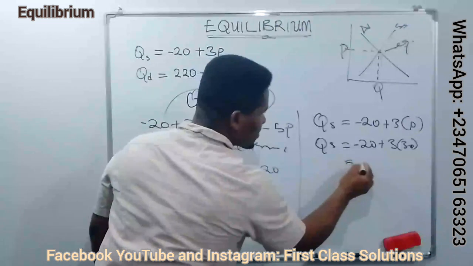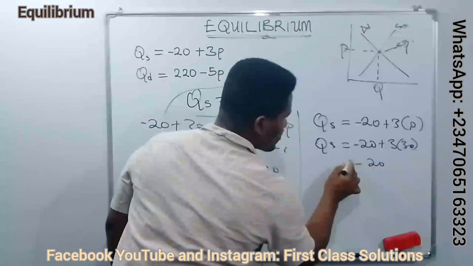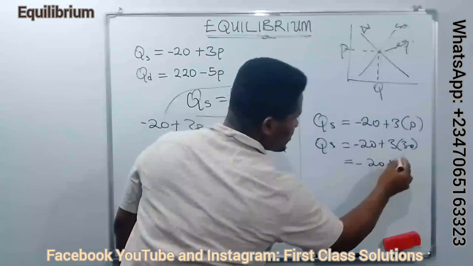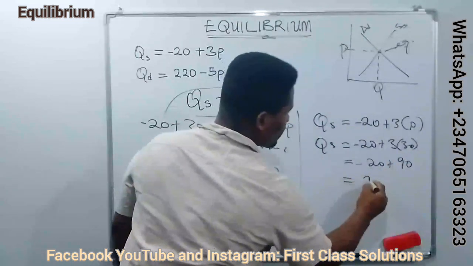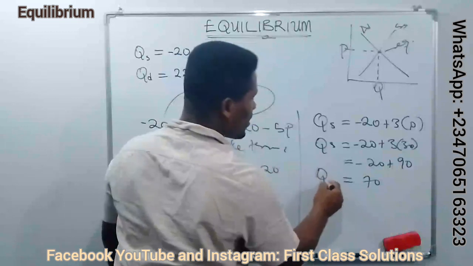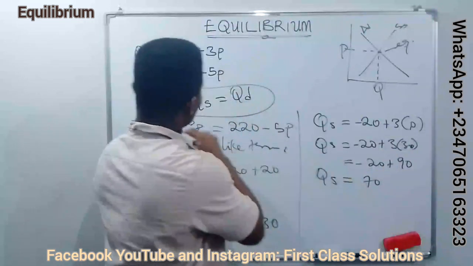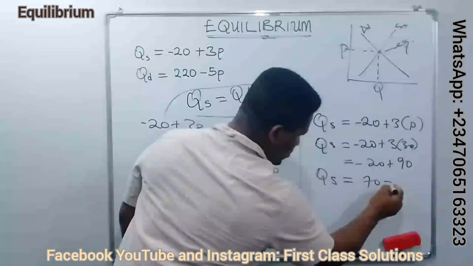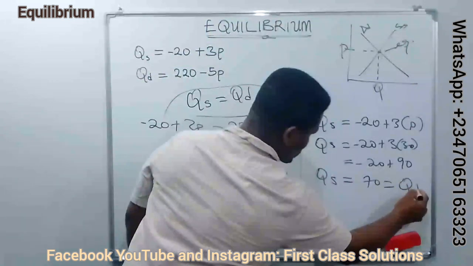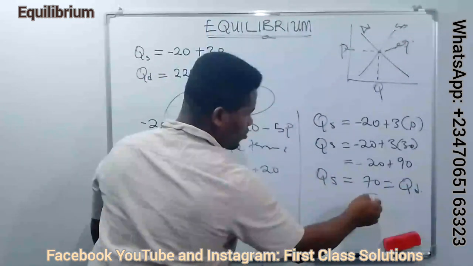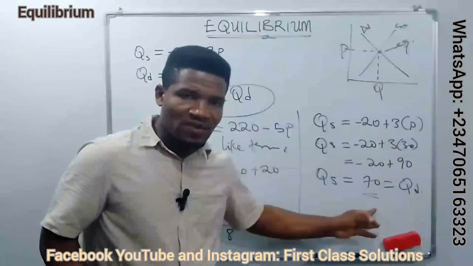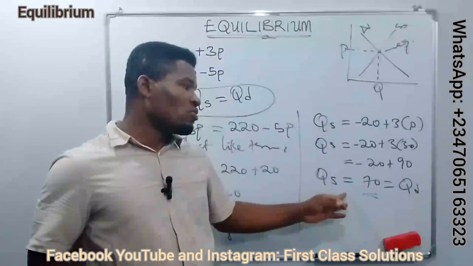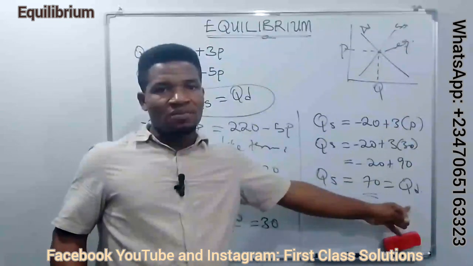So we have minus 20 plus 3 times 30, which gives us 90. So minus 20 plus 90 gives us 70. That means QS, which is equal to QD, is also equal to 70. That means the equilibrium quantity is given as 70, because at the point of equilibrium, quantity supply will be equal to quantity demand and will be equal to 70.